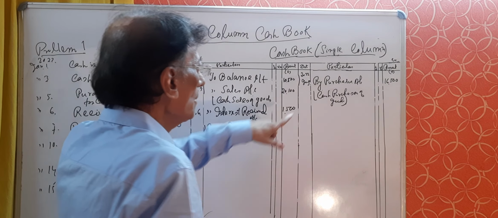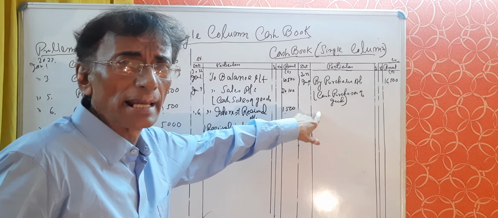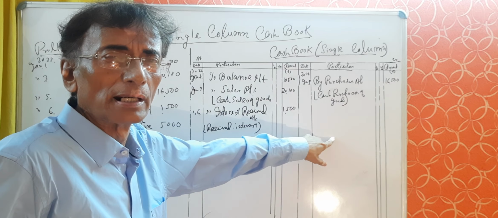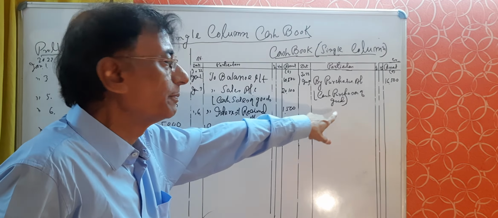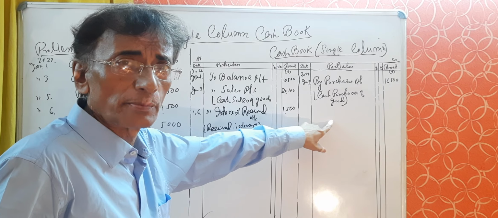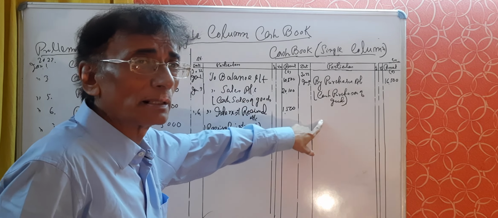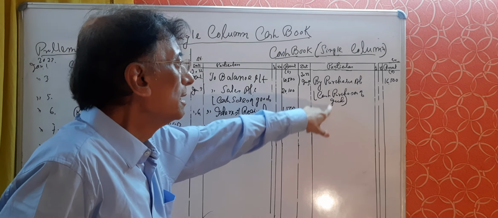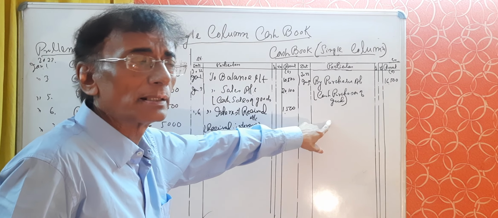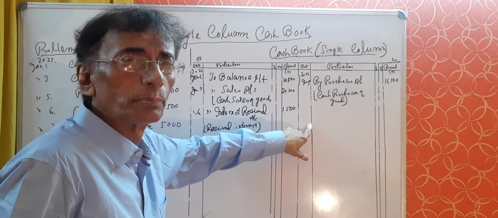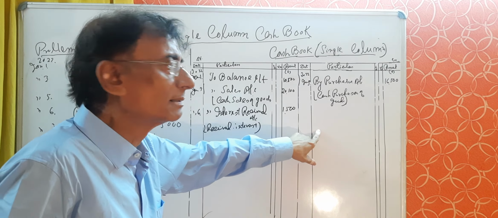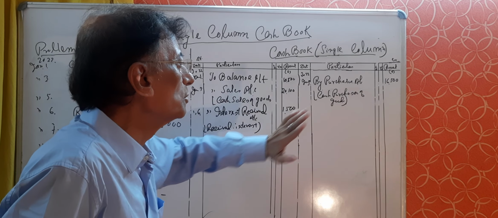Okay? If you purchase goods, cash goes out. So you should go to the credit side of the cash book to record that payment, to record that expenditure. Purchase account debit, cash account credit. So I have written by purchase in the credit side of the cash book with the value as given in the problem, 16,500. The narration: cash purchase of goods. Okay?